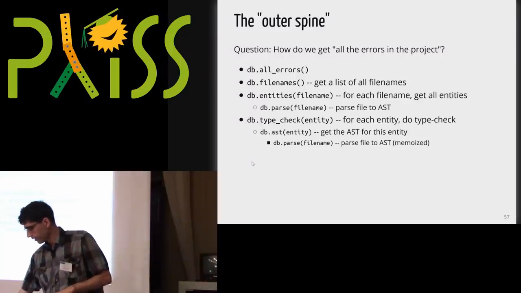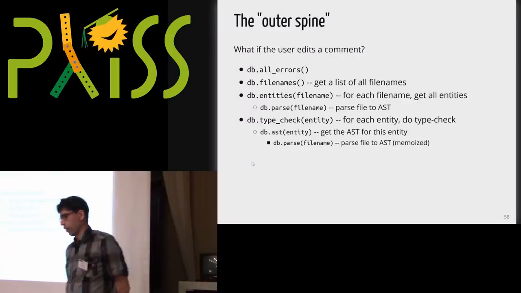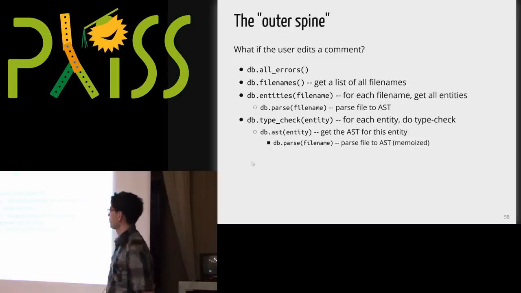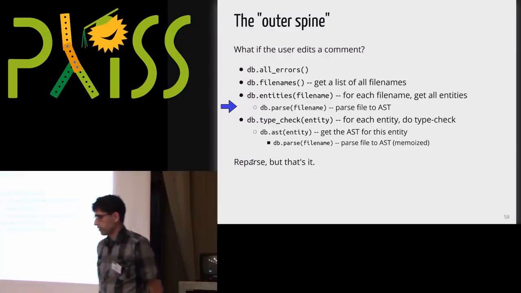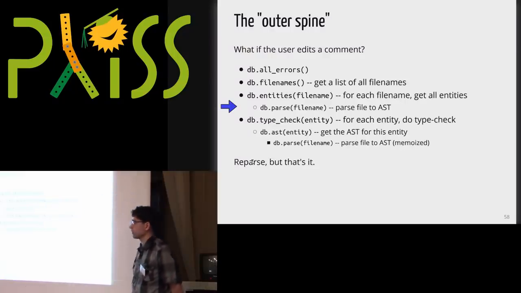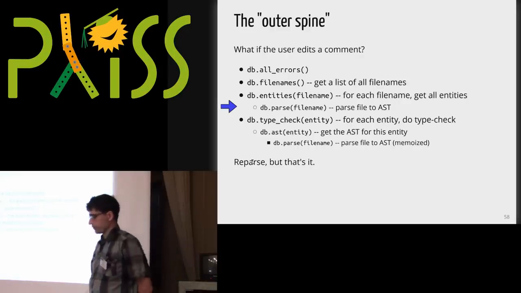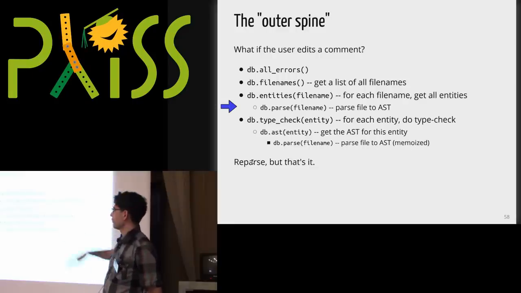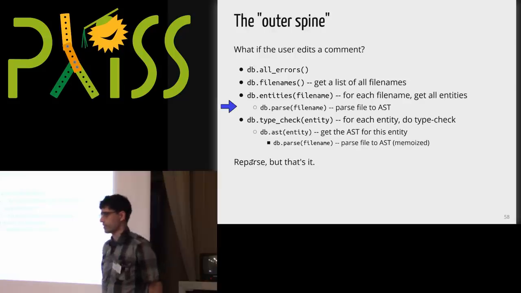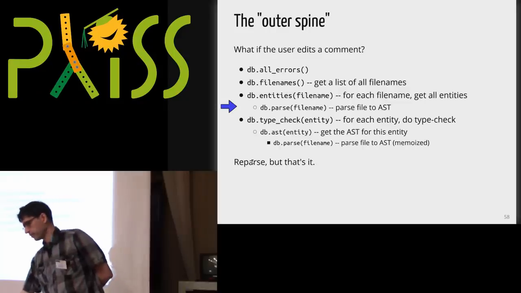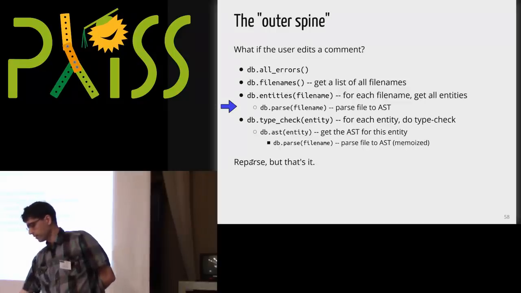Having this, now we can walk through and see what happens in this complete picture if the user edits a comment, like I showed. The answer might be as simple as: we've done one revision, so we have all this memoized data, let's say. If the user edits a comment, we can rewalk it, and we see that we have to rerun the parser. But once we rerun the parser, the AST that results is the same, so we just stop. And we can keep all the type checks intact.